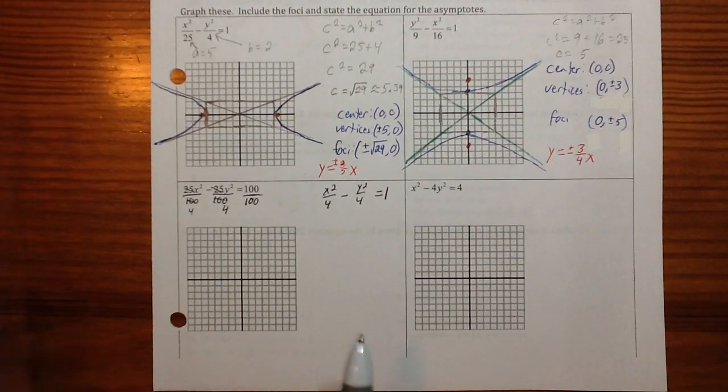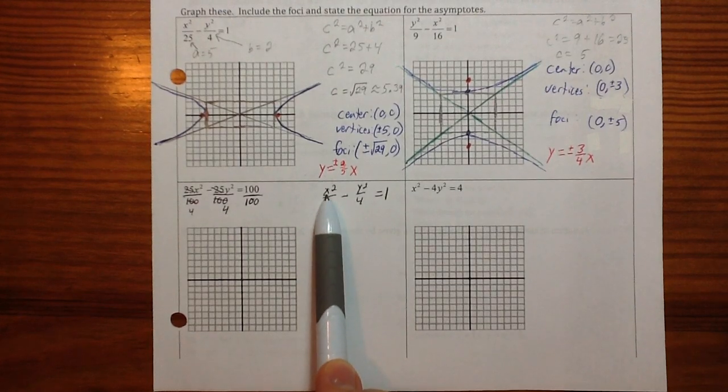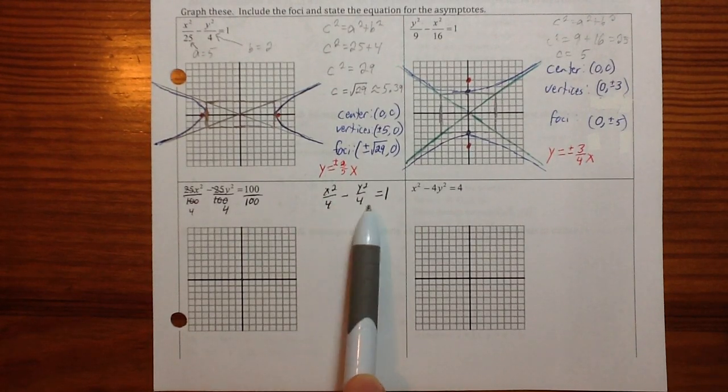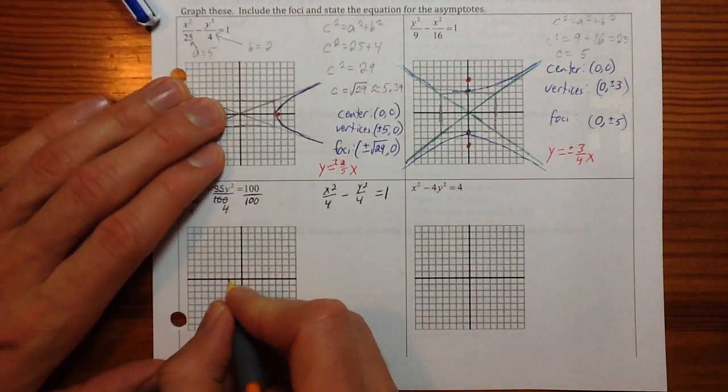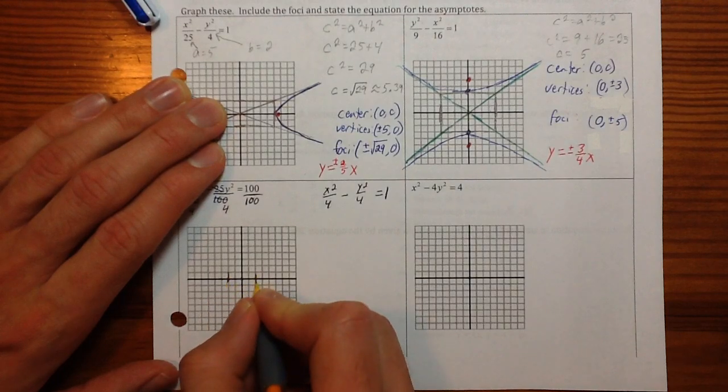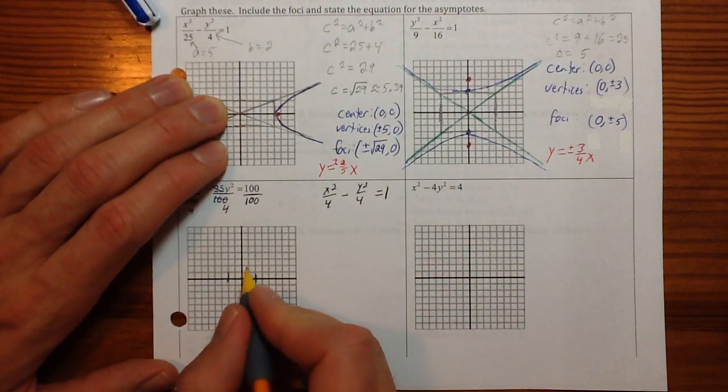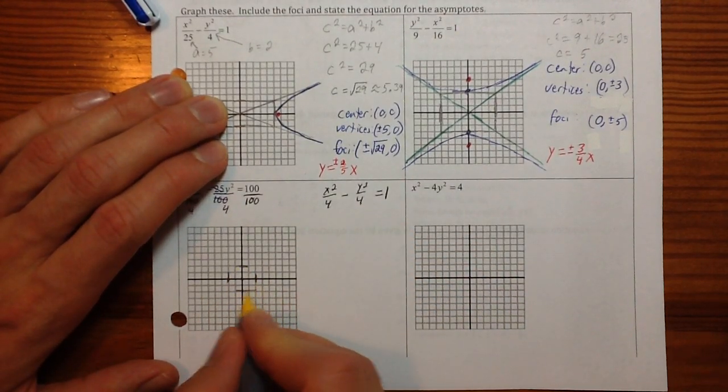So, this thing opens left and right because it starts with an x. It is going to have a square box. We can tell that because the numbers are the same. So let's go ahead and draw our box. Left and right 2. Left 2, right 2. Up and down 2. Up 2, down 2.